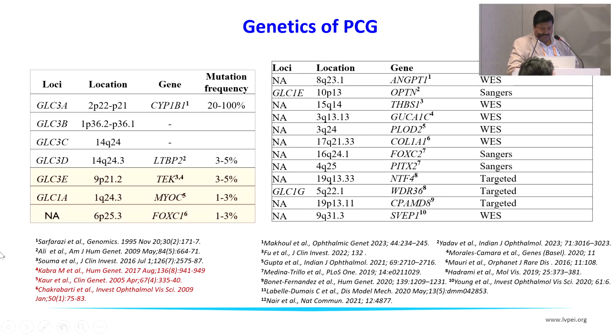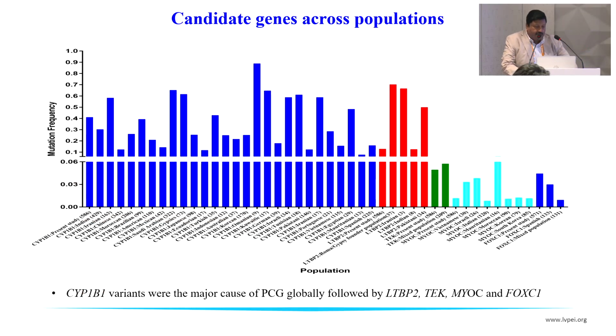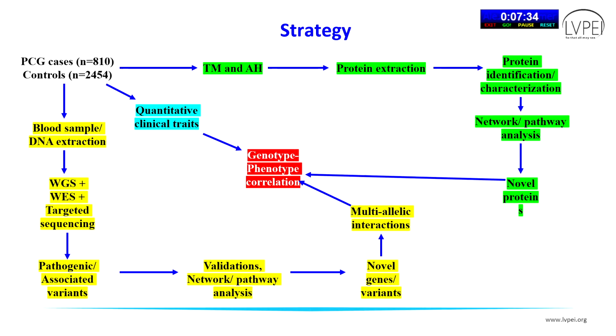These are not necessarily loci. The loci are not characterized, but these are genes that were found through sequencing by whole exomes, targeted sequencing, and so on. If you look at the profile of candidate genes across the globe, CYP1B1 obviously has a major involvement because it has been screened extensively, as opposed to LTBP2, TEK, myocilin, and FOXC1, which are considered the 5 major candidate genes.